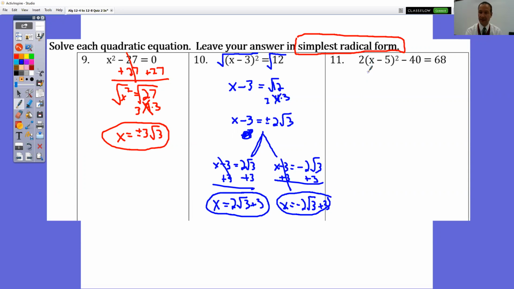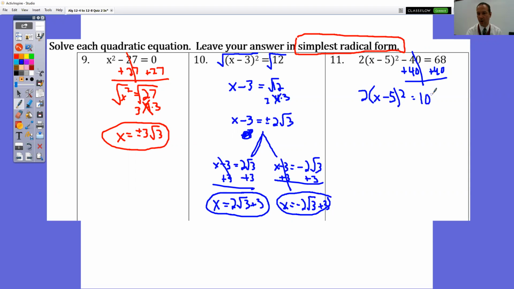In question number 11, this one gets a little bit more complicated. We don't want to do the square root first like we did here. We need to get rid of this minus 40, and we need to get rid of the divided by 2. You have to get rid of the minus 40 first. So plus 40 and plus 40 first. That way we're simplifying it a little bit more because eventually we want to take the square root.